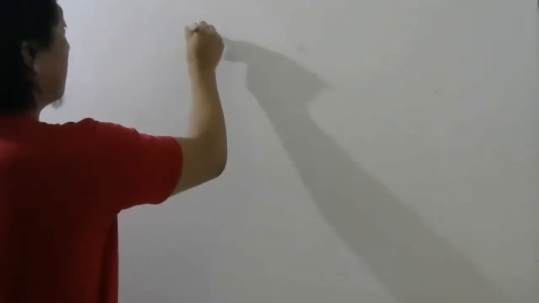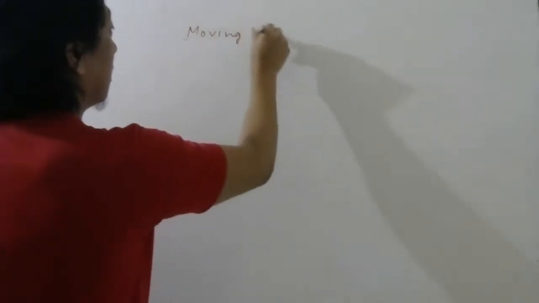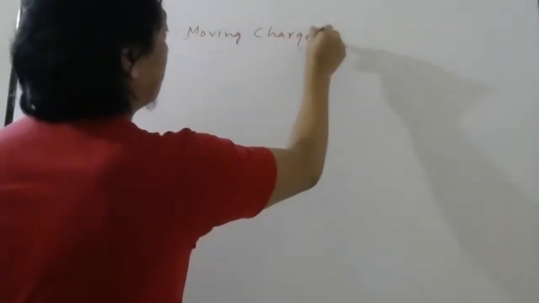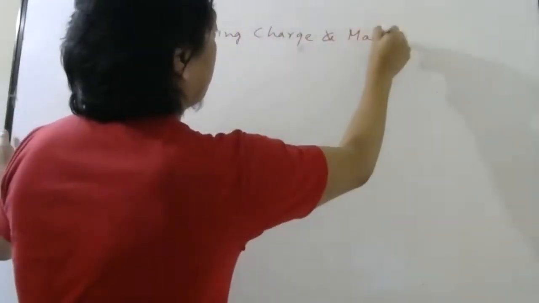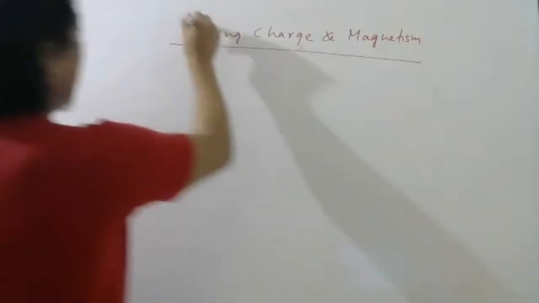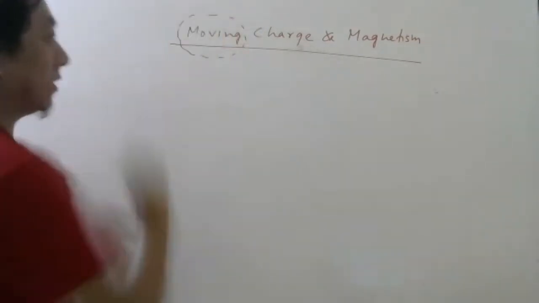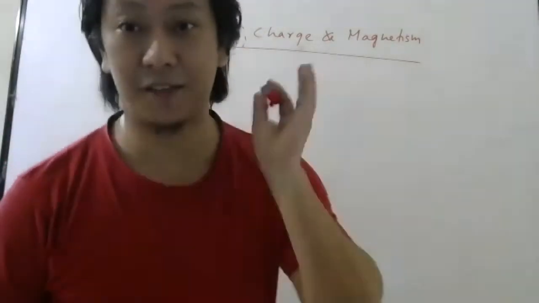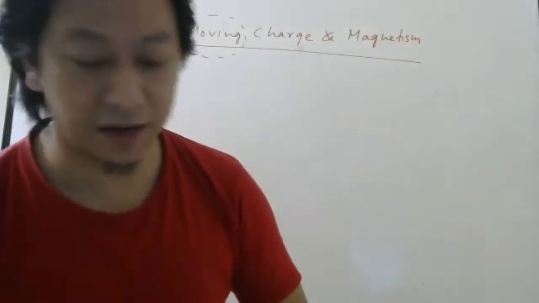Okay, so we started the new chapter. What is the name of the new chapter? Moving charge and magnetism. So you have to ask yourself why it is moving charge, why it cannot be charge at rest. So those things we have to find out.